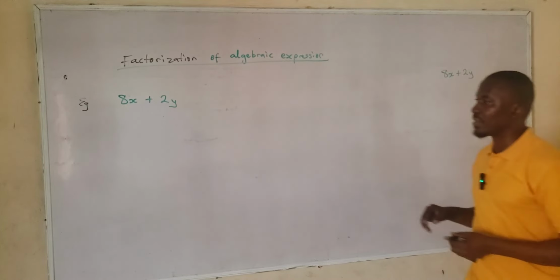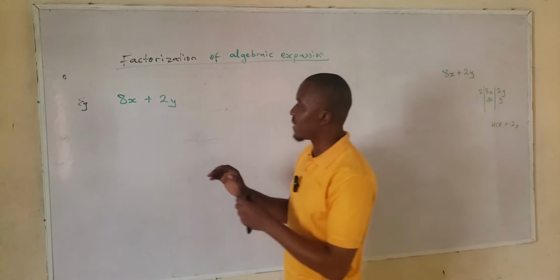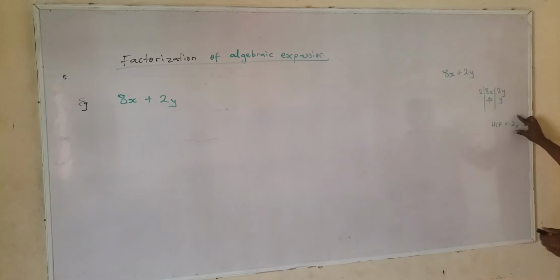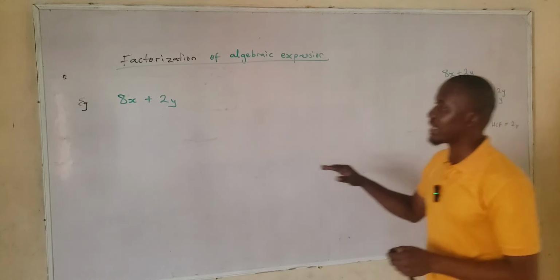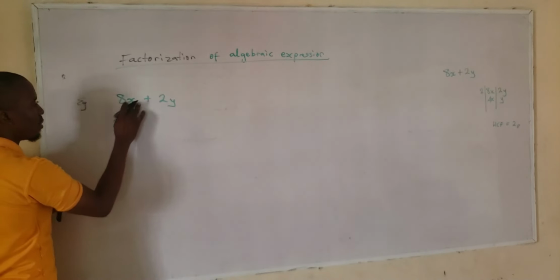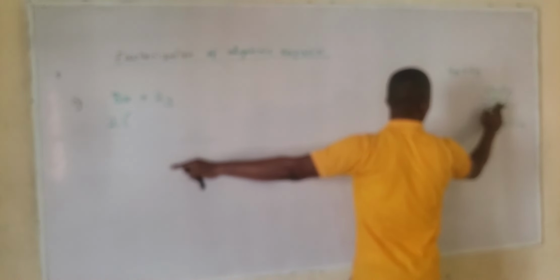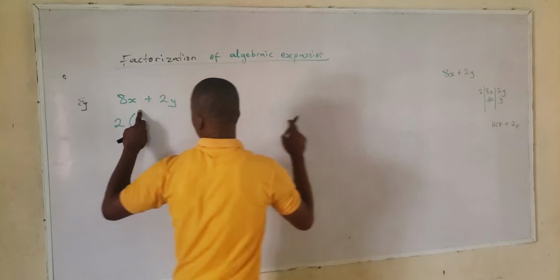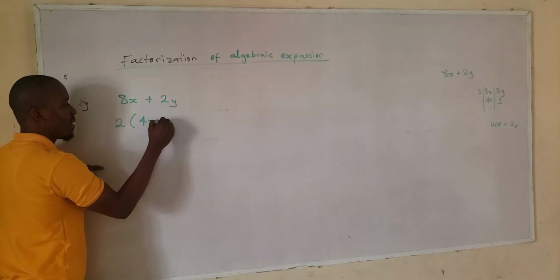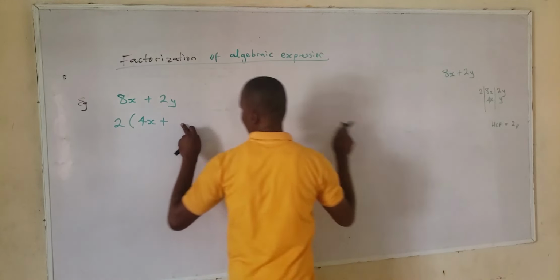So what does that mean? How is this HCF very important to factorization? It is because the HCF is actually what is common between these two terms. So that will give you 2 into, what do we have here? We have 4x here. Of course, the sign will remain. Then we have y here.